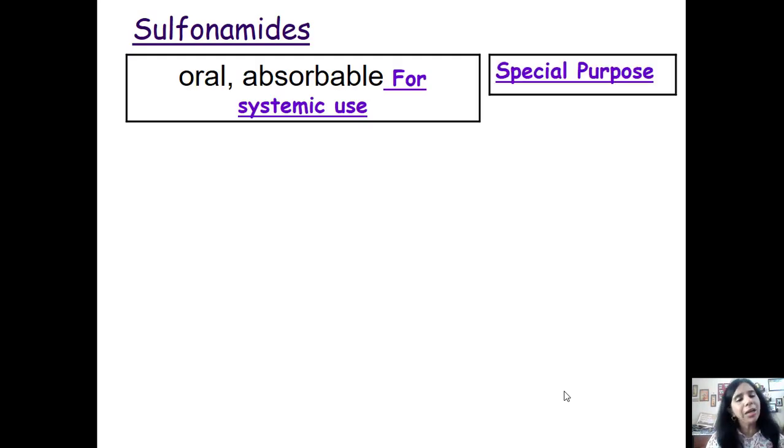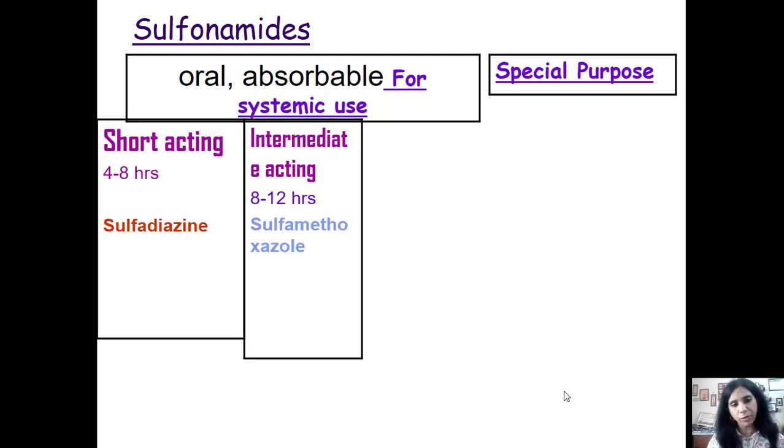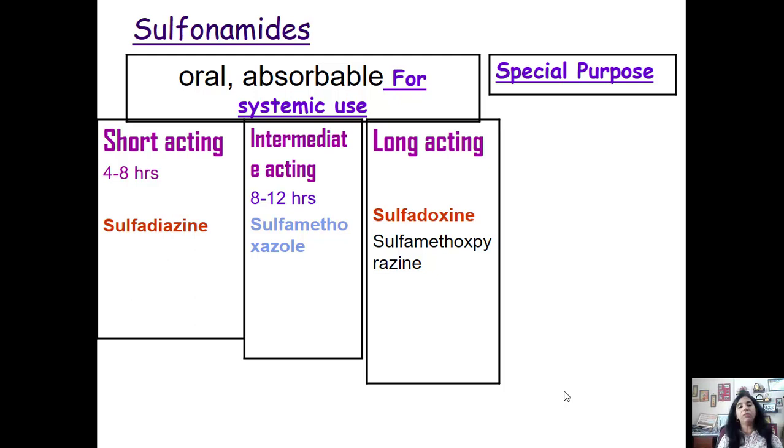Now the oral absorbable definitely are meant for systemic use, and we can divide them into three again. Short acting, which is only one drug which is available, sulfadiazine, 4 to 8 hours is its duration of action. Intermediate acting, we have 8 to 12 hours, sulfamethoxazole. The sulfamethoxazole is the sulfonamide which is combined with trimethoprim, and the long acting sulfadoxine. There is another long acting drug which is available not in all the countries, sulfamethoxypyrazine, but yes, you can just remember sulfadoxine from the long acting class.